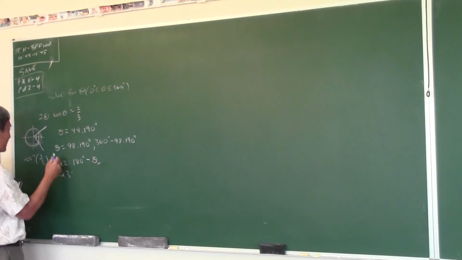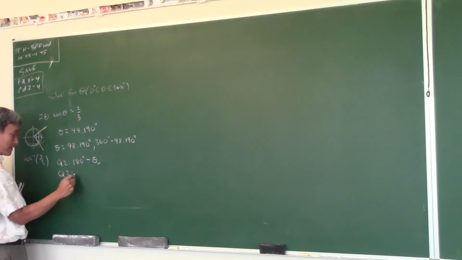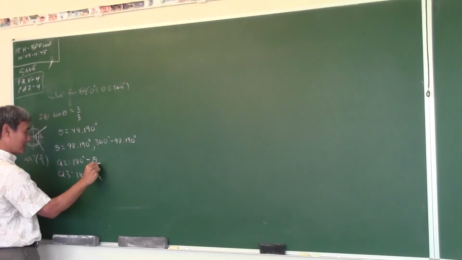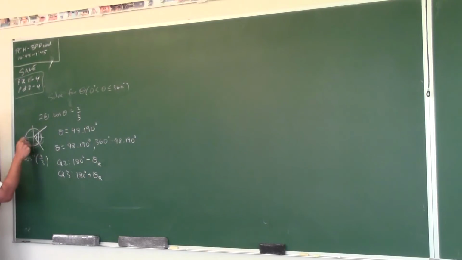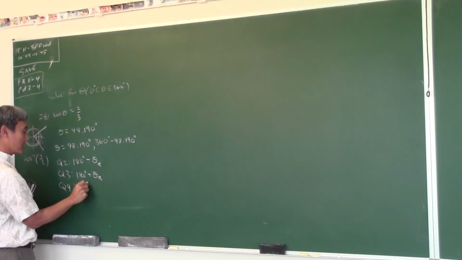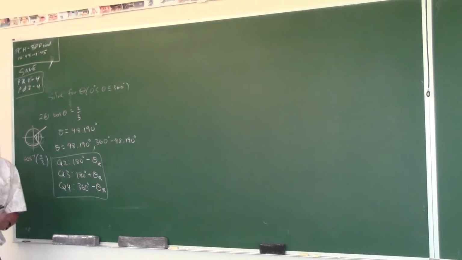Quadrant 3. If you have a third quadrant angle, then you go 180 plus the reference angle. I don't know, capital R looks better. And if you're in the fourth quadrant, then you go 360 minus the reference angle. Here, I'll box it just like I did when we did the homework. Okay, now what about part B?